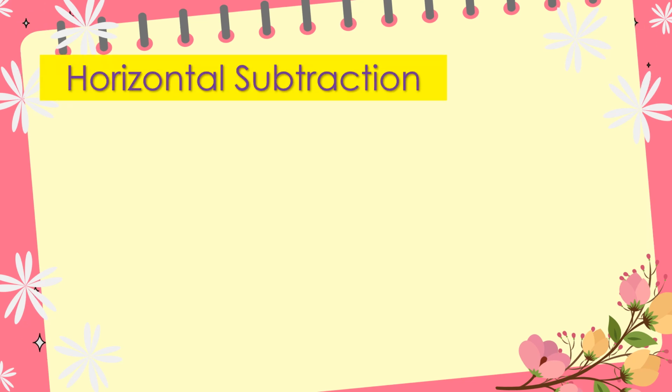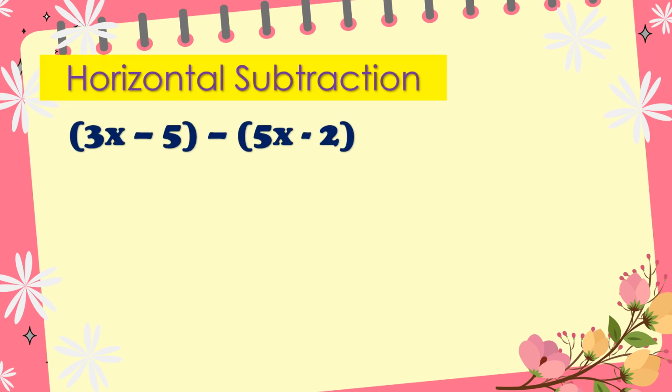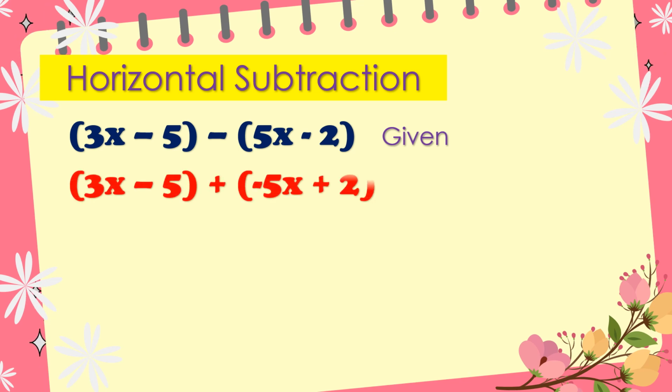The steps in horizontal subtraction. Quantity 3x minus 5 minus the quantity 5x minus 2. That is our given. Now, the first thing to do is to rewrite the problem. So, quantity 3x minus 5, change the operation from subtraction to addition, and then change the sign of all the terms in the subtrahend. So, positive will become negative, and negative will become positive.